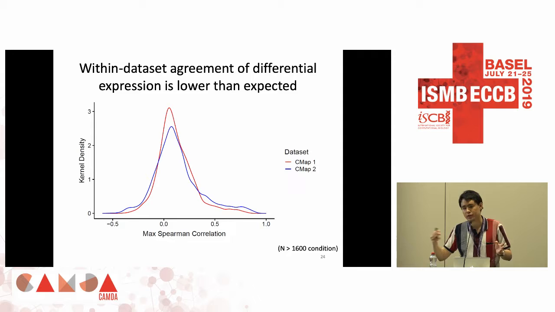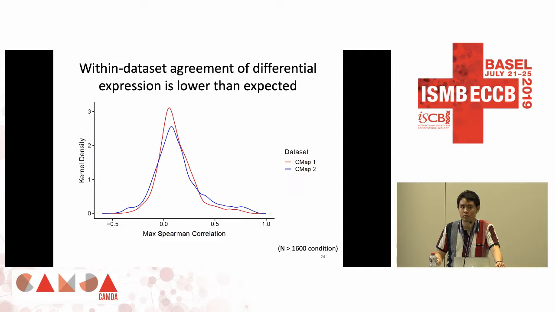The next thing we look at is what about within data set agreements, since we have already seen between data set agreements. The same thing: we look at a number of different conditions, and for both CMAPs there are actually quite a few replicates for the same conditions, which I guess was mentioned yesterday in one of the talks. Every time we perform the test, they need to be from the same cell line, same drug, same dose, same time.